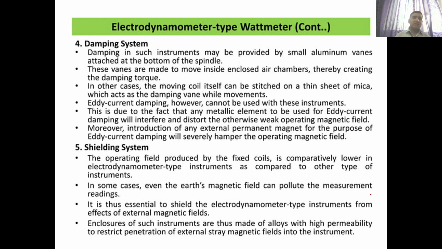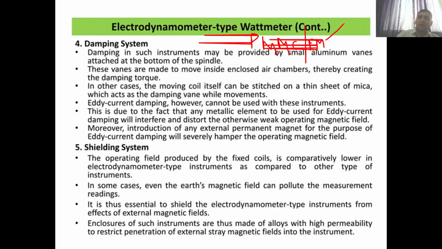Now, as we see in PMMC instruments, permanent magnets have a strong magnetic field. But in EMC meters, as we use an electromagnetic coil as the magnetic field, this field is weak, so we provide a shielding system so that the external magnetic field, or some outside field, does not affect the working of the system and cause error.